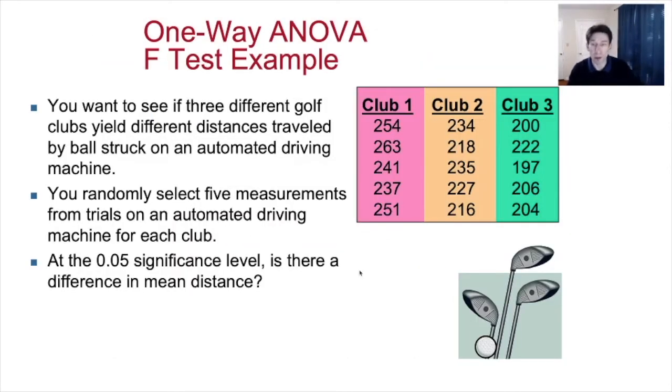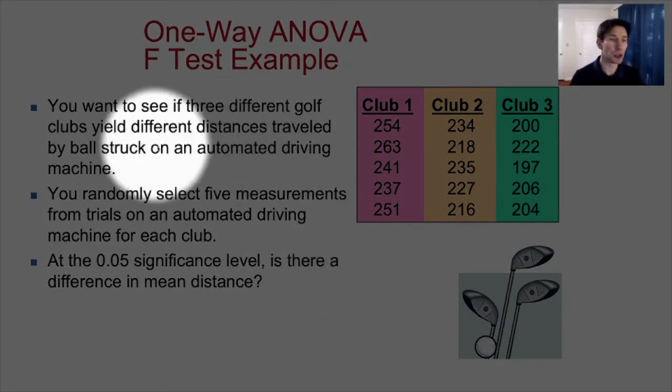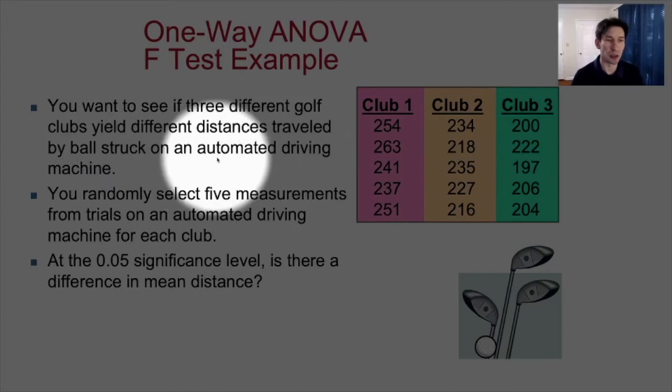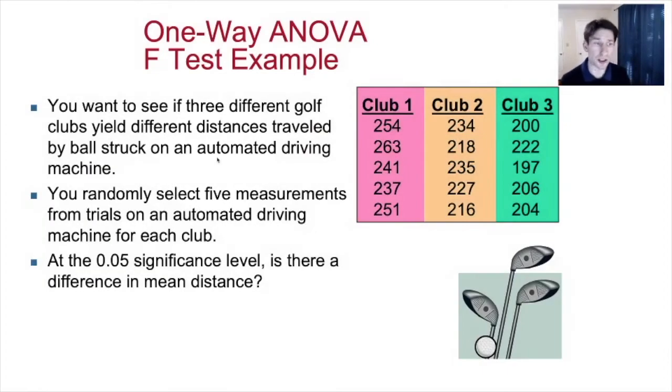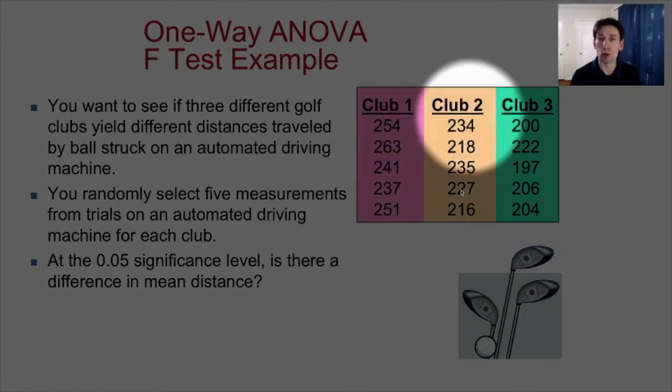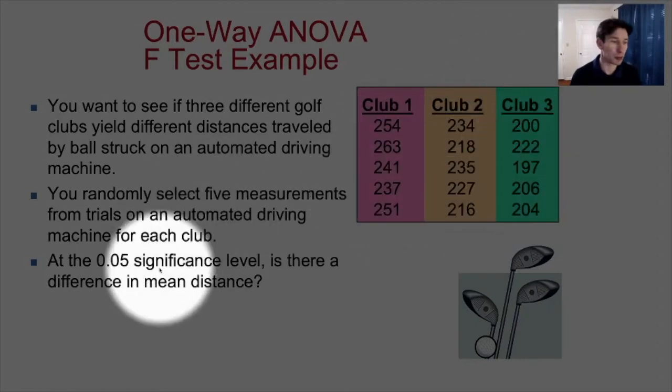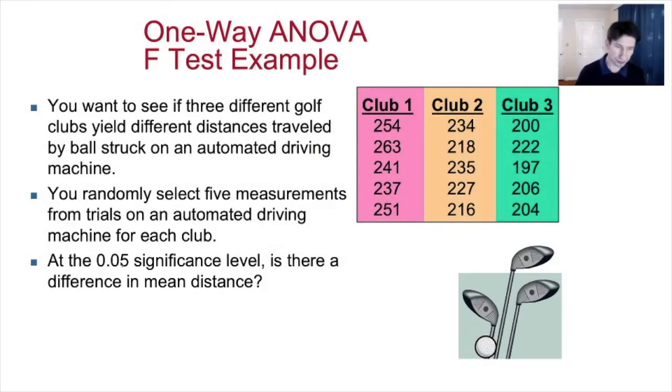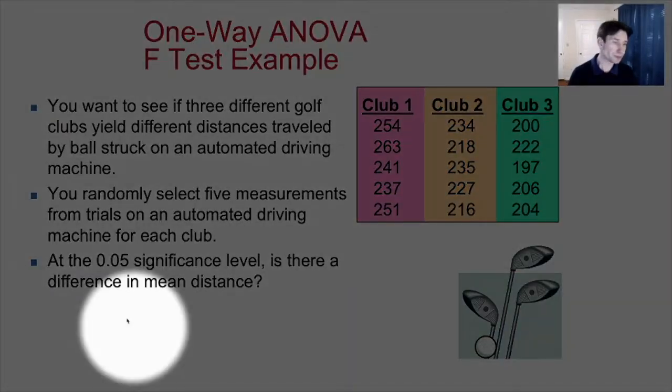Okay, so let's do an example. Imagine you're trying to test 3 golf clubs. So you shoot the clubs using an automated driving machine, for consistency, of course, and then you randomly select 5 measurements from each of the clubs to see how far the ball traveled. These were the distances with club 1, these were with club 2, these were with club 3. And so the question is, is there a difference in the mean distance that the ball traveled?